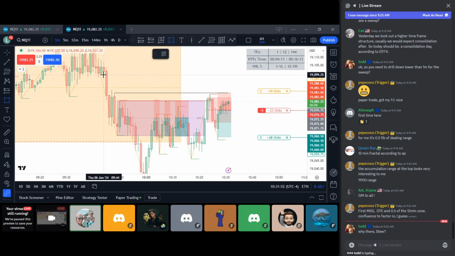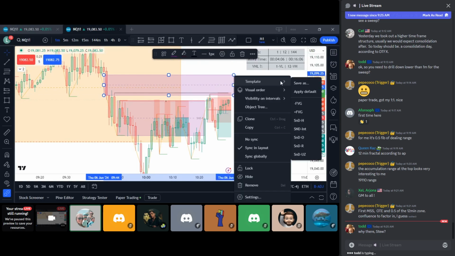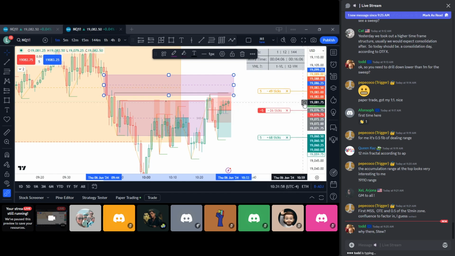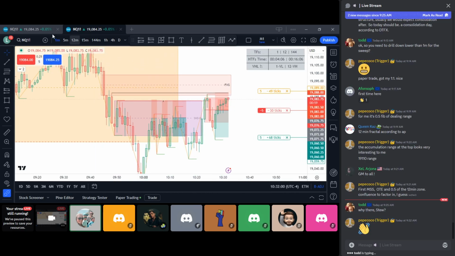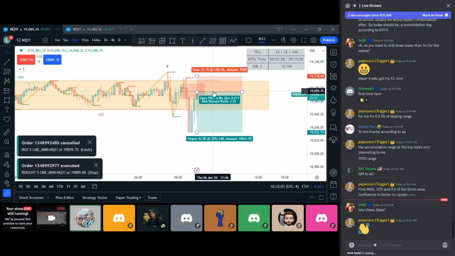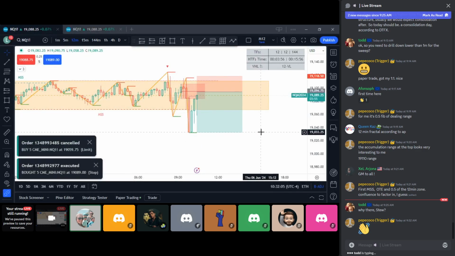For all my ICT guys, got a nice imbalance here. There's a good chance we come up into that fair value gap. Also my 12-minute setup, right here. There we go. Stopped out on that.